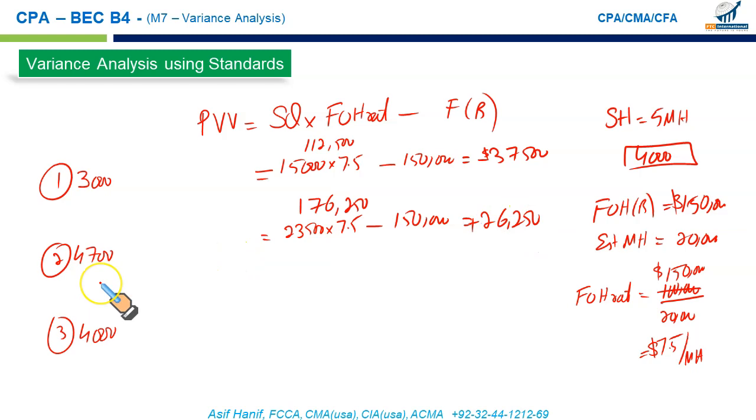So overproduction, you may argue, might involve some carrying cost, deterioration, obsolescence, theft, whatever, but we produced more than the budget. This, with regard to volume variance, is positive and is favorable.